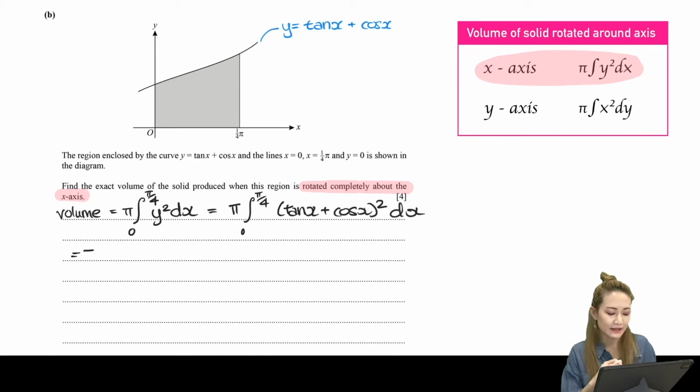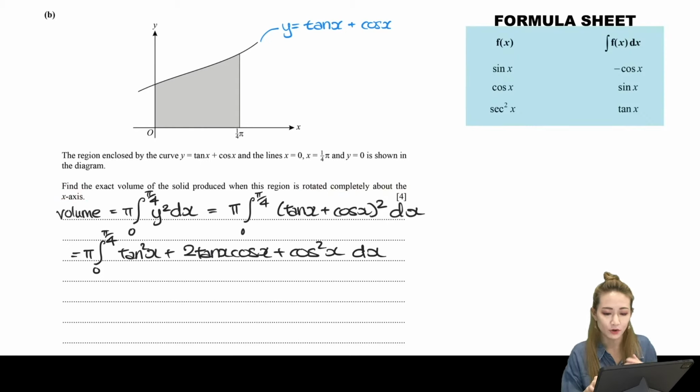If you expand the brackets, we get tan squared x plus 2 tan x cos x plus cos squared x. And we can't integrate this, because looking at the formula sheet for integration of trigonometry, we can only integrate sine x, cos x, and sec squared x, which is none of those terms.